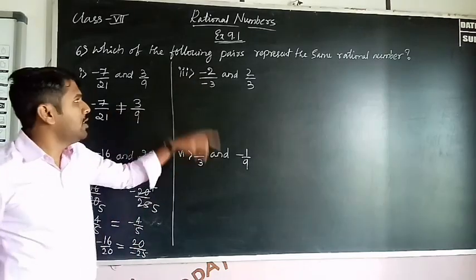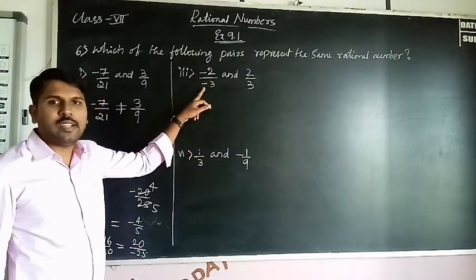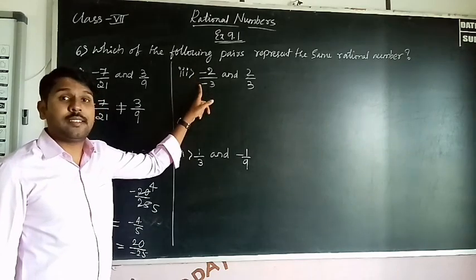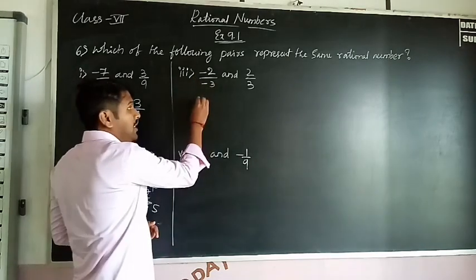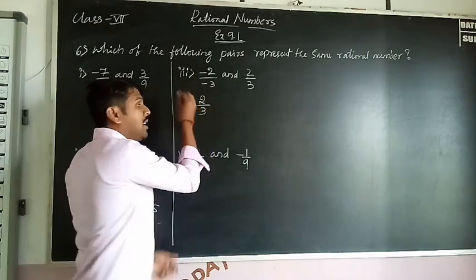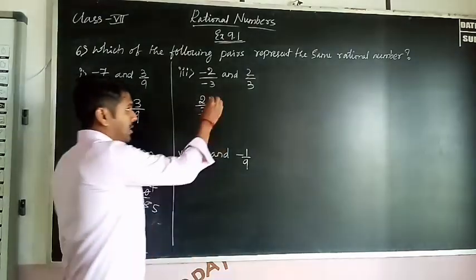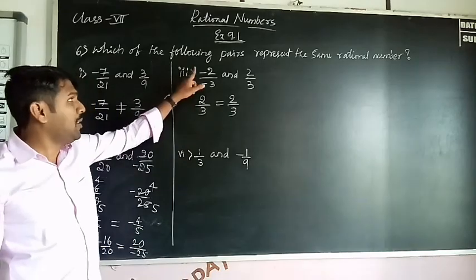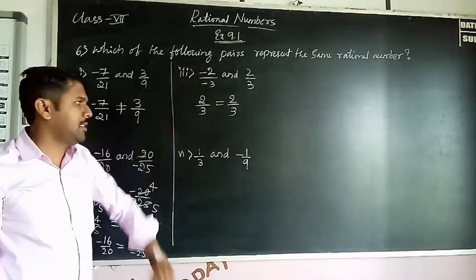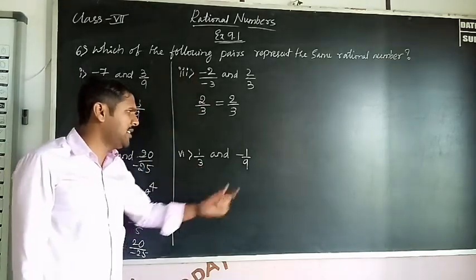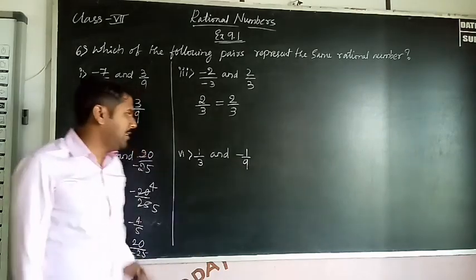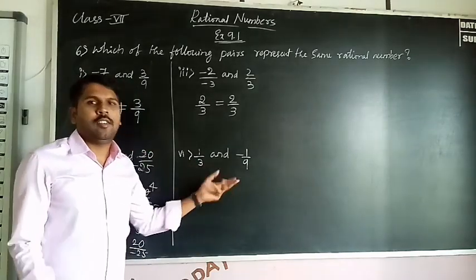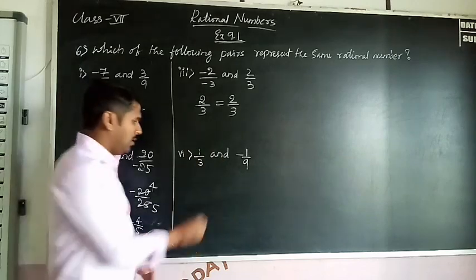Next, the third one. Here minus is there, here also minus. Minus divided by minus, what do you get as the answer? Minus divided by minus, you will get plus only. And this one equals 2 by 3, isn't it? Here they give minus divided by minus, plus. Next, 1 by 3 is there, and minus 1 by 9. Here plus and minus. Obviously they are not equal.